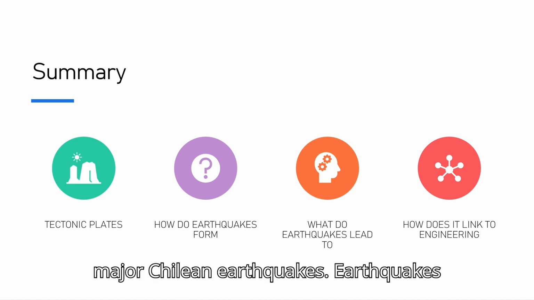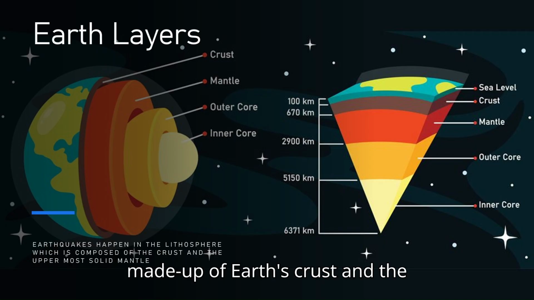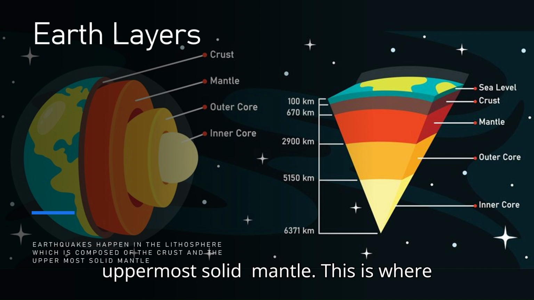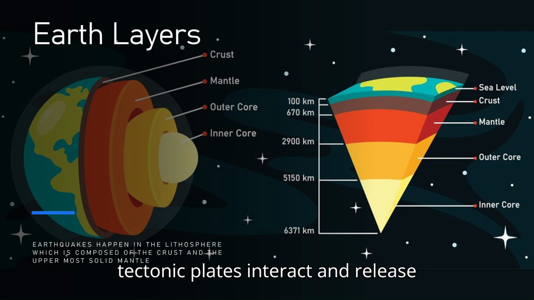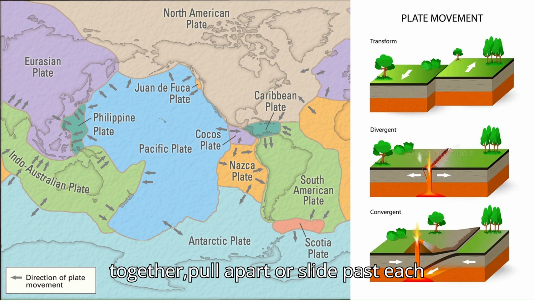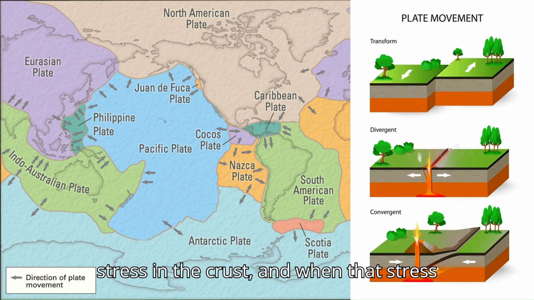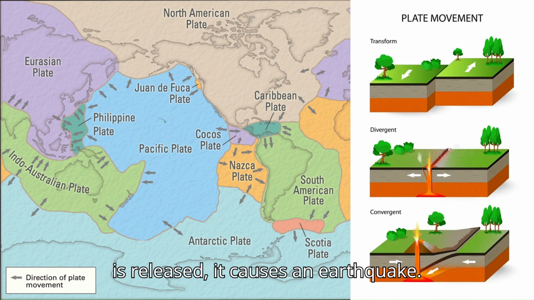two major Chilean earthquakes. Earthquakes occur in the lithosphere, which is made up of Earth's crust and the uppermost solid mantle. This is where tectonic plates interact and release seismic energy. Earthquakes happen where tectonic plates meet. Plates can push together, pull apart, or slide past each other. Each type of movement builds stress in the crust, and when that stress is released, it causes an earthquake.